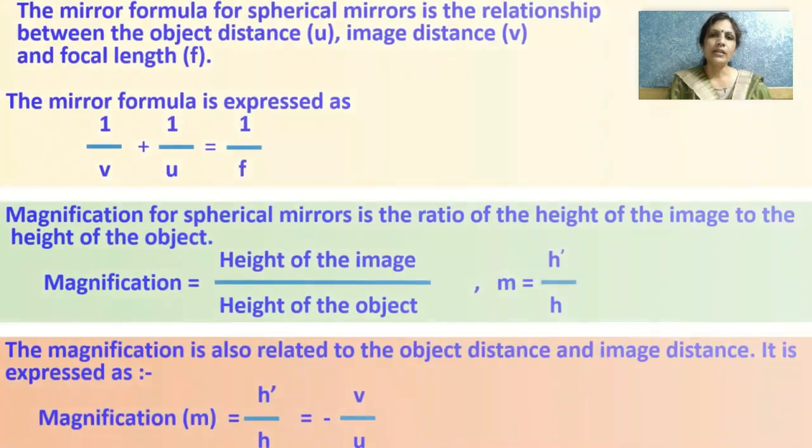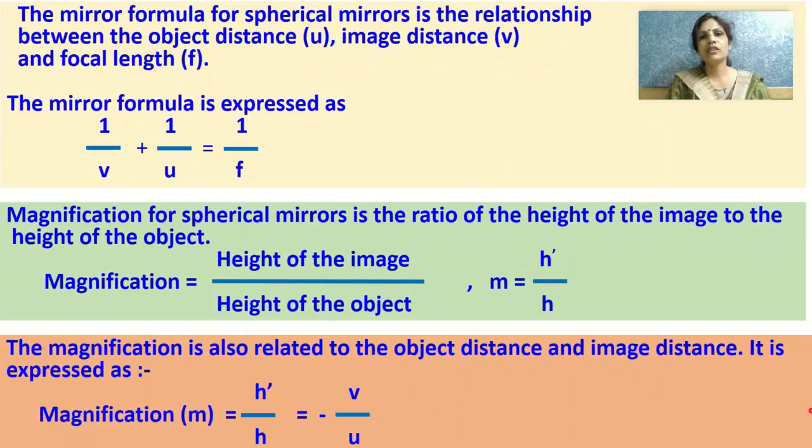First we'll revise all the formulas which are related with spherical mirrors. So the mirror formula for spherical mirrors is the relationship between the object distance, image distance and focal length, and the mirror formula is expressed as 1/u + 1/v = 1/f.